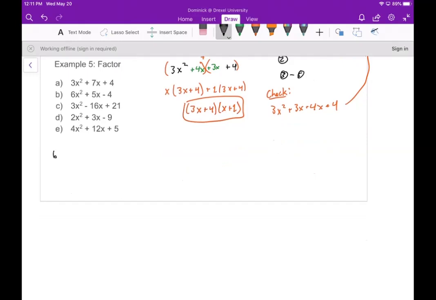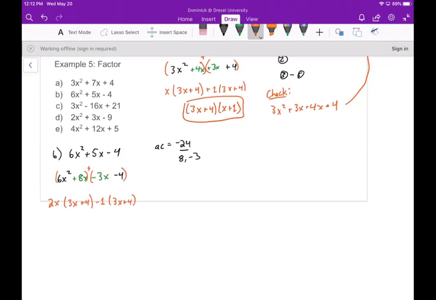Okay, so let's burn through a couple more of these. So part B, we have 6x squared plus 5x minus 4. So in this case, my a times c is negative 24. And what are two numbers that multiply to negative 24 but add to 5? Those two numbers are 8 and negative 3. So I'm going to write this as 6x squared plus 8x minus 3x and then minus 4. So now I'm going to factor by grouping, plus in between. Looks like in the first part I can take a 2x out and I'll be left with a 3x plus 4. And in the next part I'm close, but I just need to factor out a negative 1 to get my 3x plus 4. So it looks like I'm going to get a 2x minus 1 times a 3x plus 4.